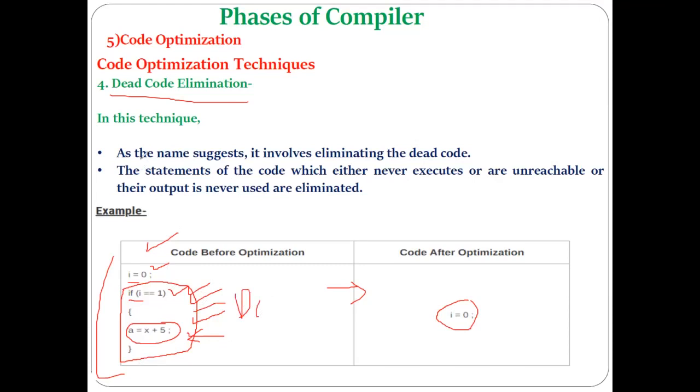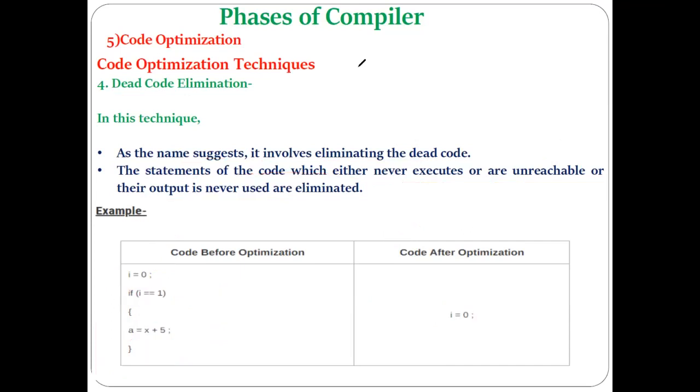Understood? So same thing I have mentioned. As the name suggests, it involves eliminating the dead code. The statements of the code which either never execute, or are unreachable, or their output is never used are eliminated. So which code can we call dead code? The code which is never going to be executed, or the code which is unreachable, that code is considered as a dead code. And when the compiler applies dead code elimination, that is considered as one of the code optimization techniques.